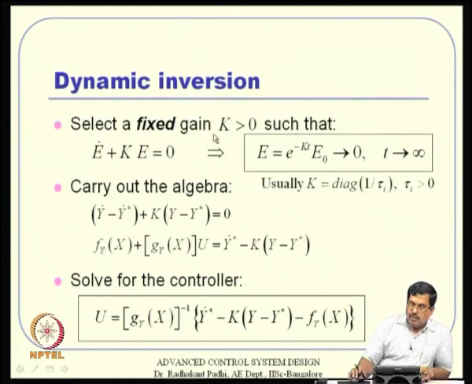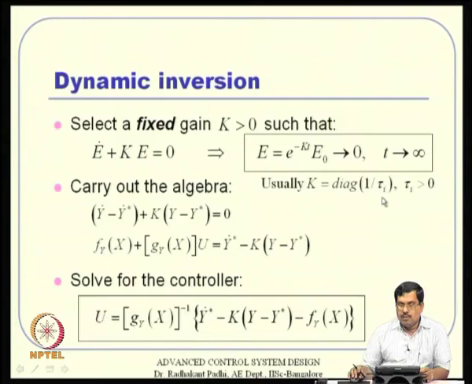Now, the question here is, how do you select a gain matrix k? Because it is a matrix, it needs to be positive definite. So, how do we go ahead and select that? One easy way is to select a diagonal gain matrix k, because if a matrix is diagonal, then the eigenvalues are the diagonal elements. So, if you simply select a gain matrix as a diagonal matrix with all the diagonal entries positive numbers, then obviously this gain matrix will be positive definite.